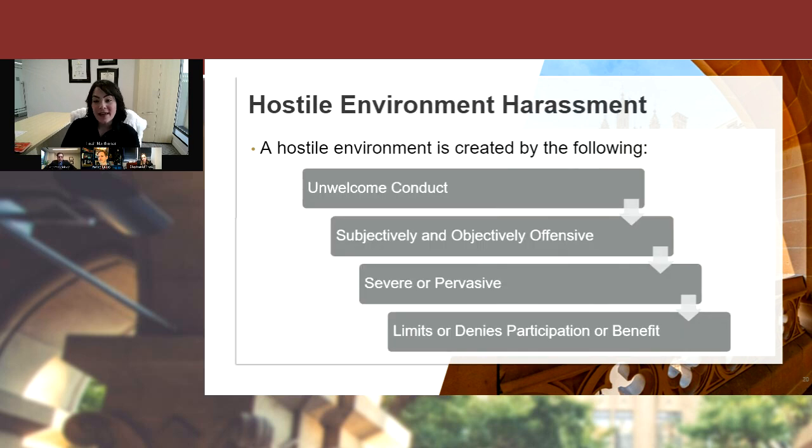Another type of claim that we see in this area is hostile environment harassment. Again, if you are familiar with our Title IX context, you'll be very familiar with hostile environment. It's very similar. So you have unwelcome conduct that is subjectively and objectively offensive. So that means subjectively, it is offensive to me, myself. I'm the one experiencing it. I find that conduct offensive. Objectively is to the general public. They would find it offensive as well. It is severe or pervasive, so really bad conduct or happening a lot. And then it limits or denies that student's participation or benefit in the education program or activity.